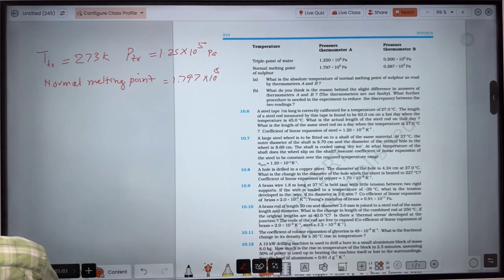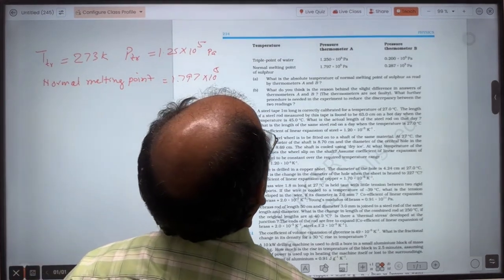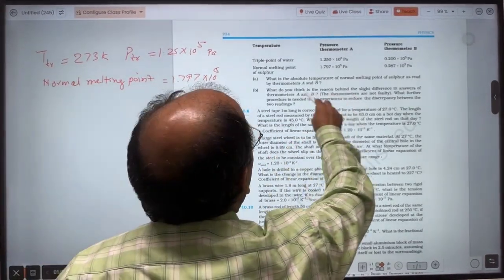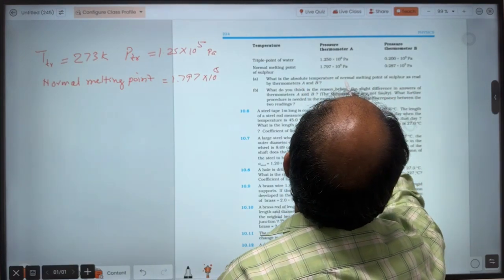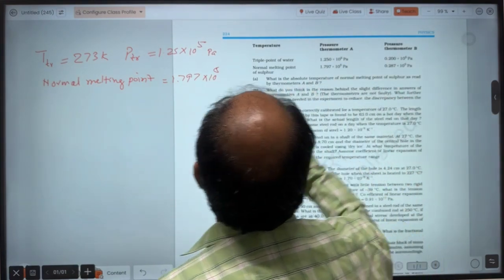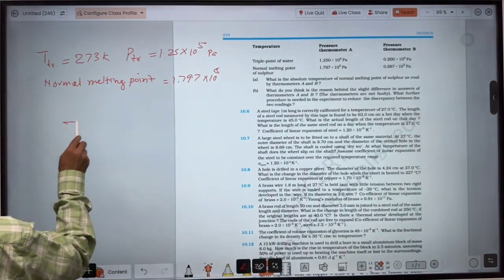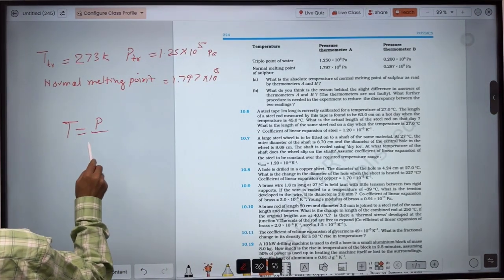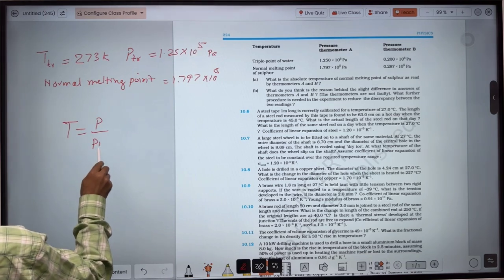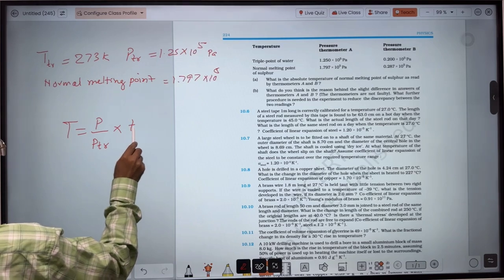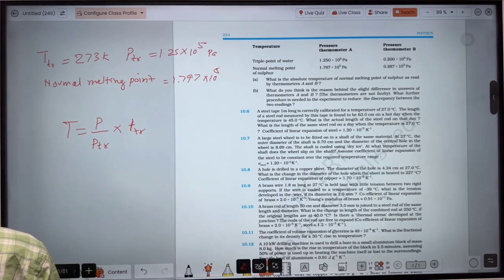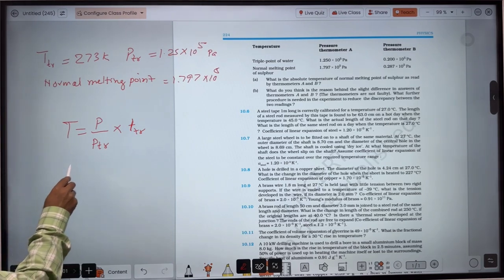Now what do we want? Actually, what is our purpose? So we have to find out the absolute temperature of normal melting point of sulfur as read by thermometer A and B. So for sulfur, it is simple. What we apply, the formula is T equal to P divided by PTR into T triple, right? So this formula we can apply.